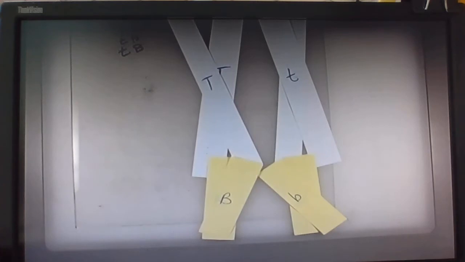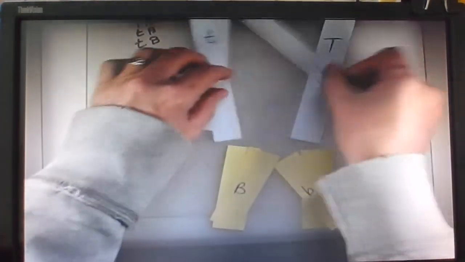So maybe in meiosis 1, or in metaphase 1 of meiosis, maybe they line up like this, or maybe they line up like that, or maybe they line up like this, or maybe they line up like that. It's random how they come together.